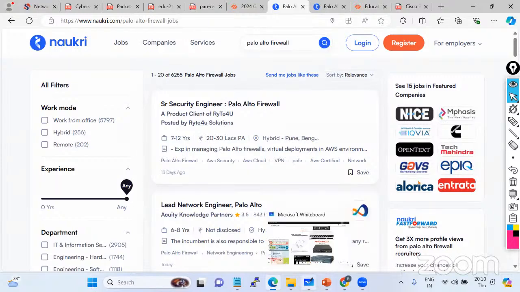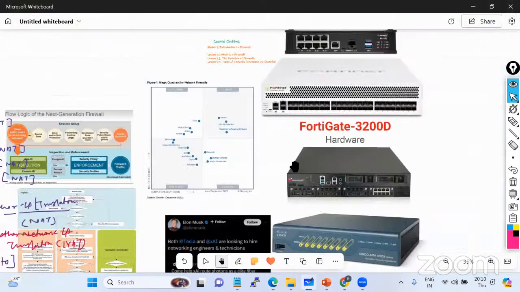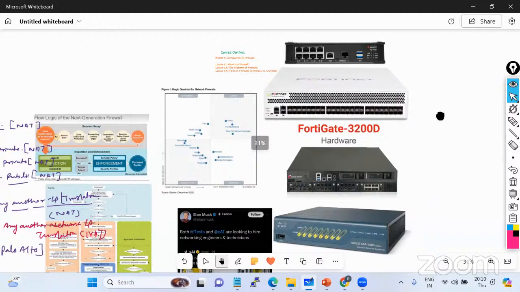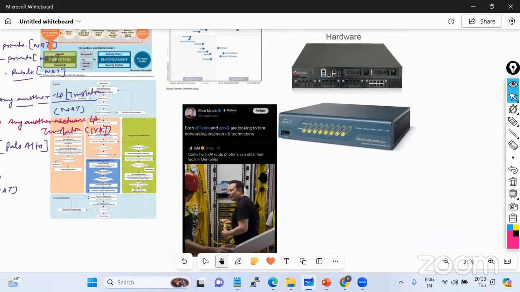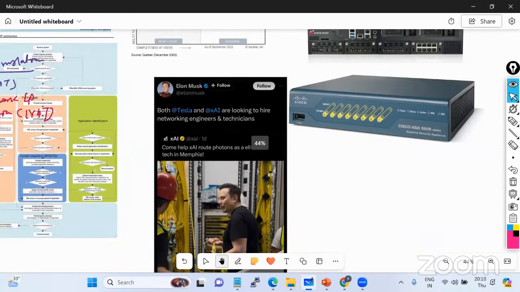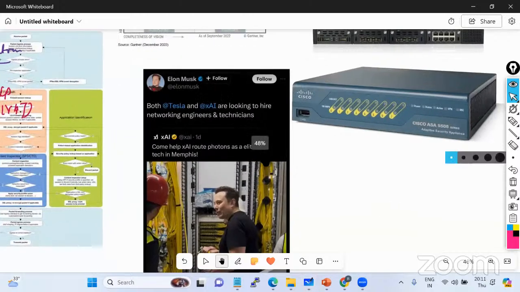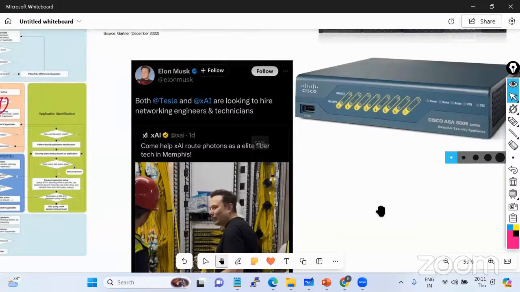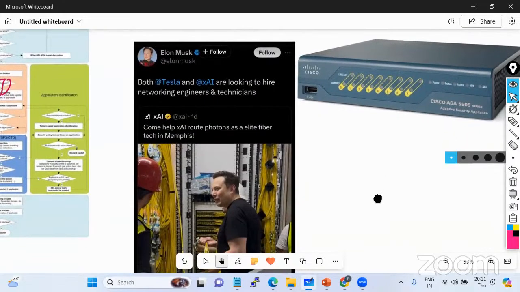And one more thing, bigger companies, right? I have something very interesting, a tweet for today. You might have seen it on LinkedIn today. Elon Musk has posted this. So let me mute Gajanan. You can see this tweet, just tweeted by Elon Musk today itself. Both Tesla and xAI, both Elon Musk companies like X or Twitter, are looking to hire networking engineers and technicians.